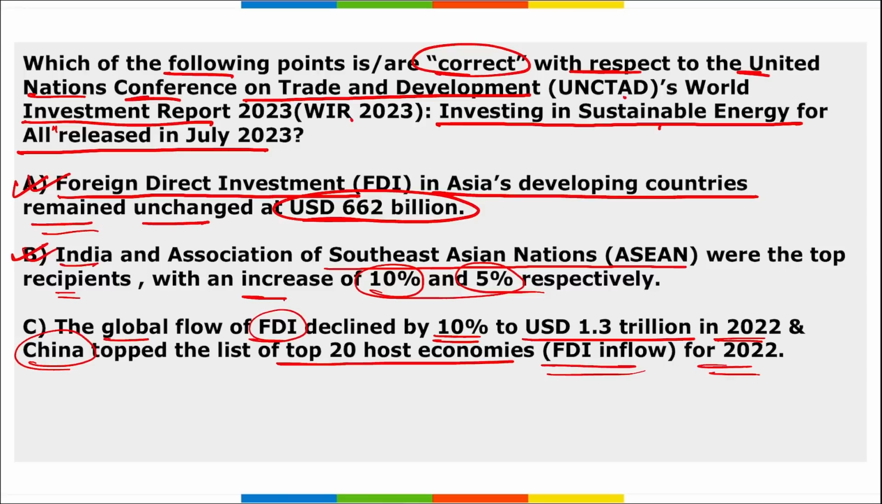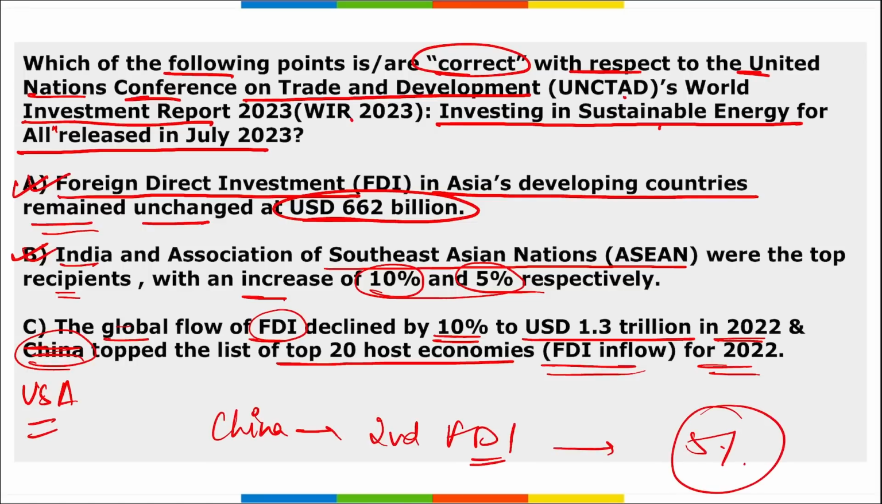So remember, it is not China that has topped here, it was actually topped by United States of America, whereas China is the second largest FDI recipient in the world that witnessed an increase of 5%. Correct? So, India and Association of Southeast Asian Nations were the top recipients with 10% increase and 5% increase respectively.